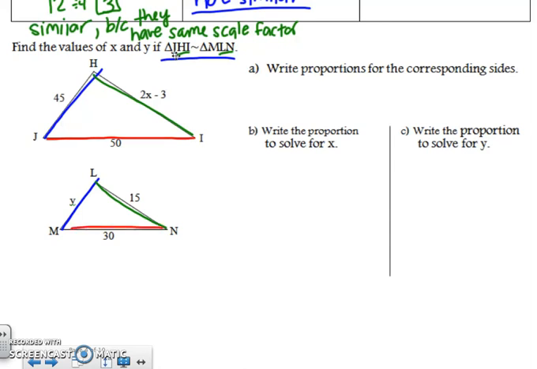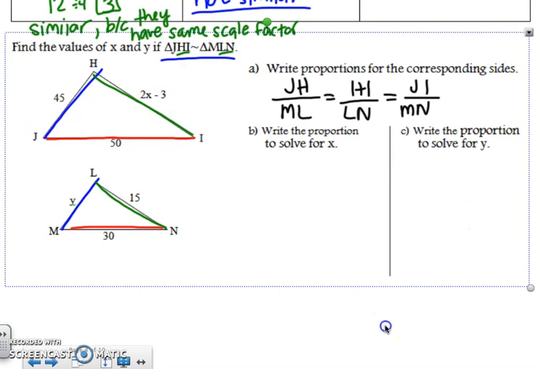Okay, so write a proportion for the corresponding sides. So let's go ahead and we'll start off with JH. So JH over ML is going to be proportional to, pick two other sides, HI over LN, which is also going to be proportional to my last side. We'll say JI and then MN. Okay, so this is how you set up a proportion talking about the corresponding sides. So now we can solve for X and Y.